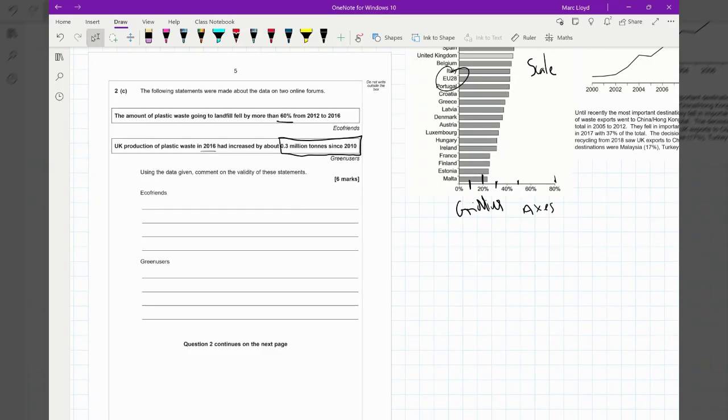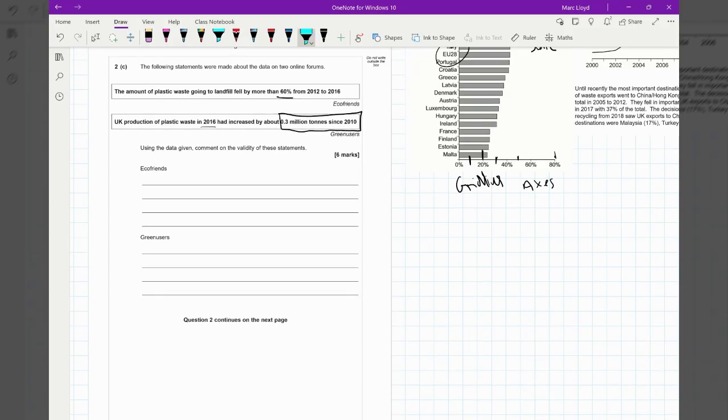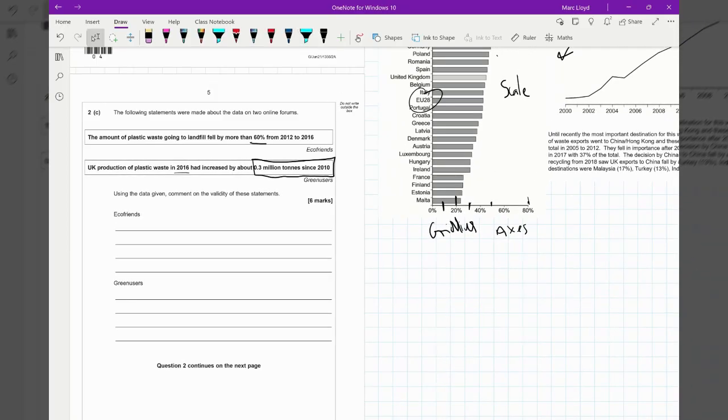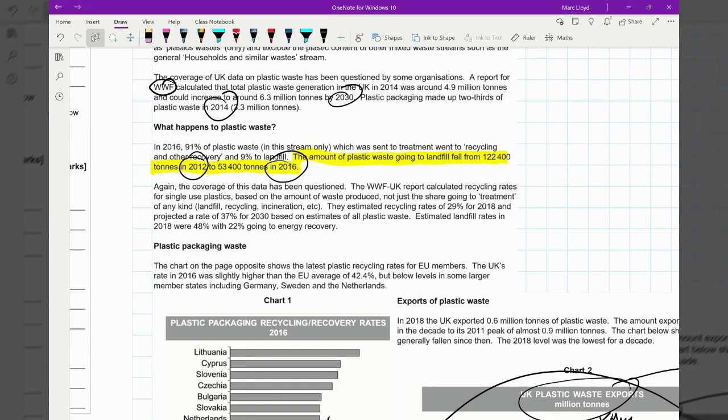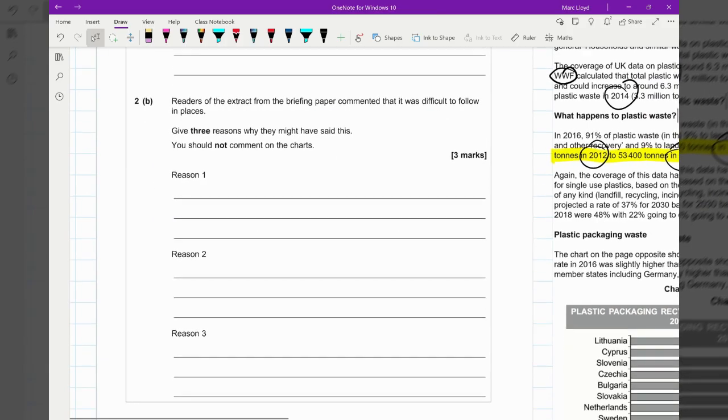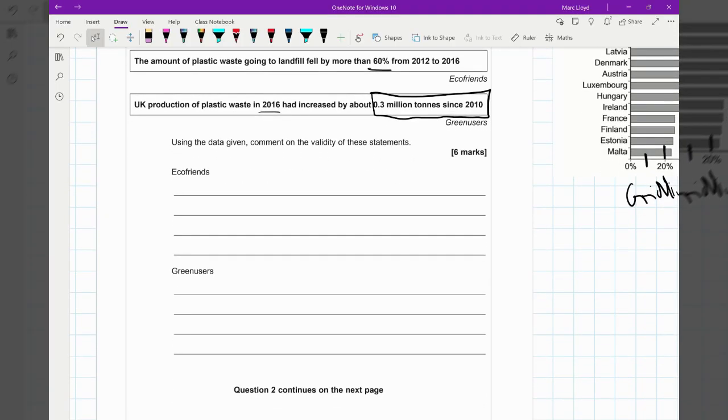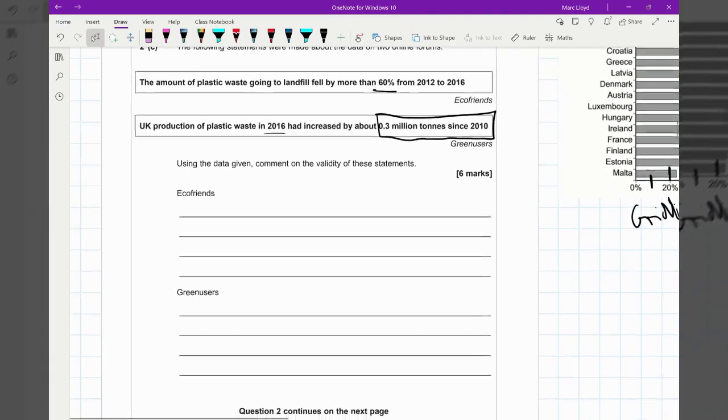So I'm going to pause the video so that I can have a look through all this data, find the information, and then we'll go through it. Right, we found that data. So the amount of plastic waste going into landfill fell by more than 60% from 2012 to 2016. So it's the yellow highlighted part here, and we've got these numbers. I'm going to write these numbers in my calculator first. So 122400 and 53400. Okay, so it's 2012 and it's 2016. It's just so many numbers all over the place. If this was in a table, it would be so much better.